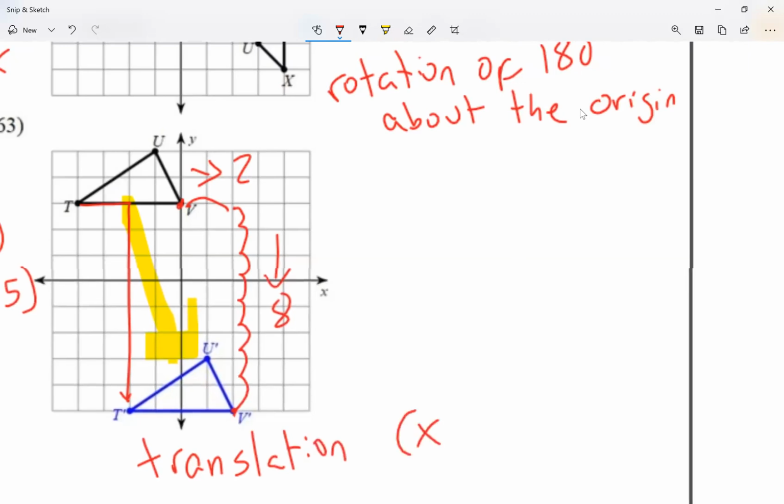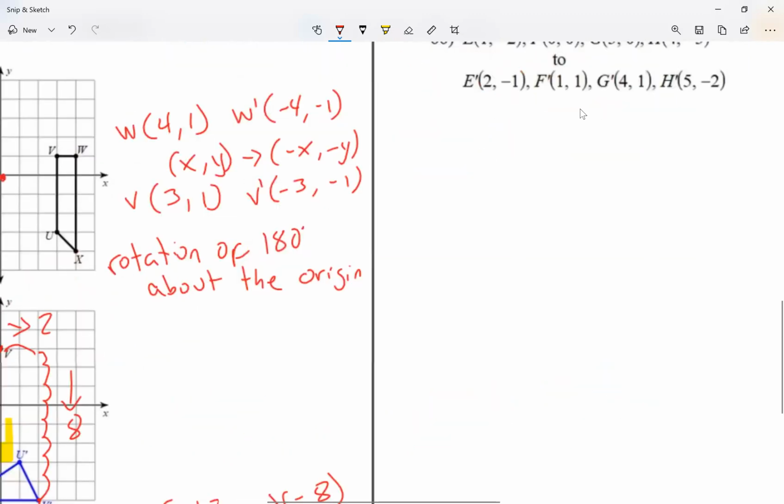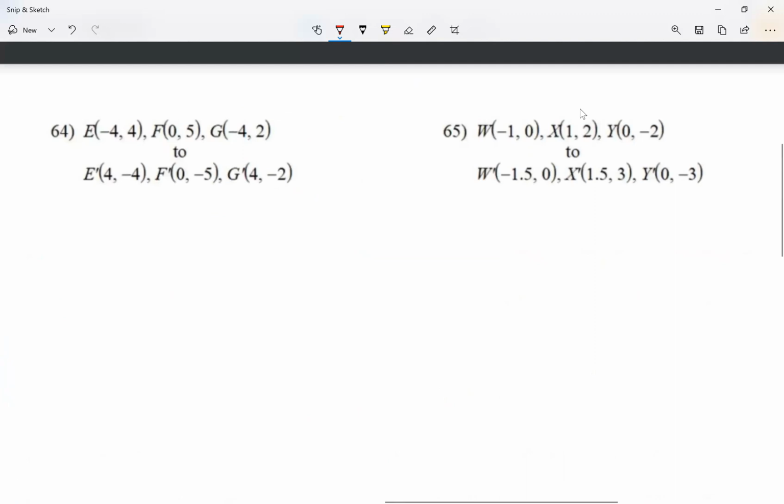Translation of X plus 2, or I can even write it as 2 units to the right. And then Y minus 8, I can write that as 8 units down. Oh, that's not bad. Now let's take a look at question number 64.